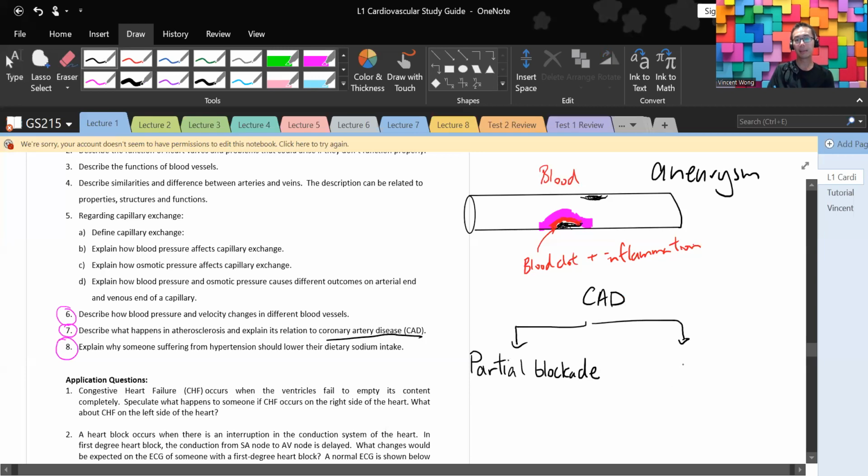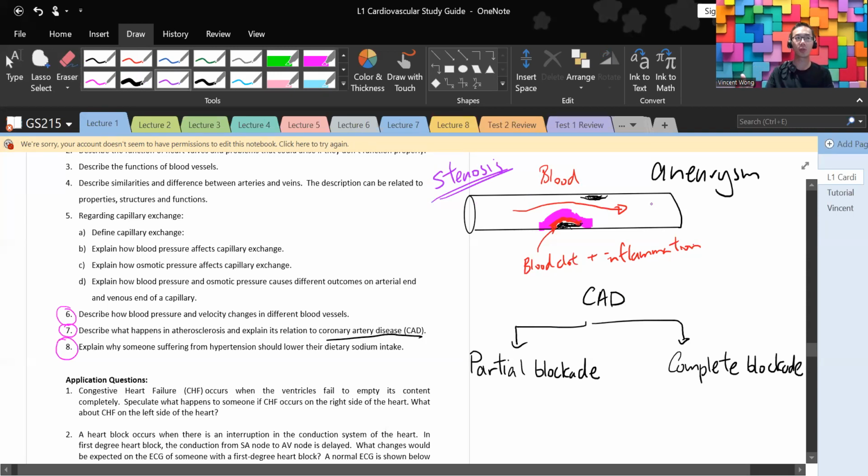Okay, and then we might have a complete blockade. If it's just something like this, then the blood can still go by, but it's reduced blood flow. Something like this we call stenosis, right? I think that's in the notes, stenosis, the narrowing of a blood vessel. So blood can still go through, so normally you might still be okay.